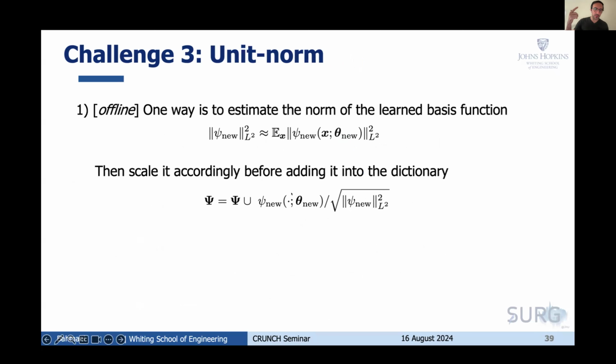And in terms of unit norm, we have two ideas to make the basis unit norm. The first one, which is easier, I call offline. Because you do this adaptively, each time you just focus on one basis. You don't care about it being unit norm. You just train whatever it has, and after training, you normalize. Basically, you can estimate the norm of your neural network by generating some points in the domain and estimating the norm of the basis. And when you want to add it to the dictionary, you just rescale.